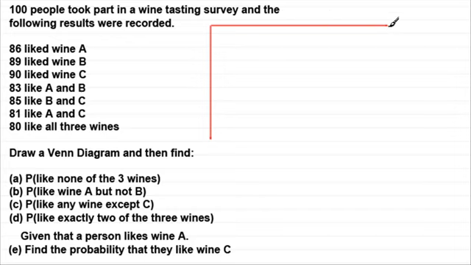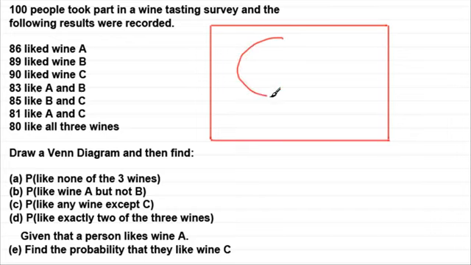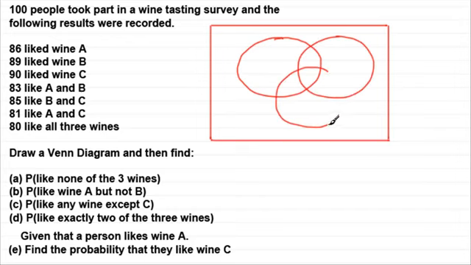And what you need to do is draw some kind of border, normally a rectangle, and then we put the categories that we've got here. We've got people who liked wine A, wine B, and wine C. So you draw any three shapes, okay? Normally it tends to be circles or ovals, ellipses, okay? So I'm going to do it something like this. And you have them overlapping one another. Then we label them A, B, and C.